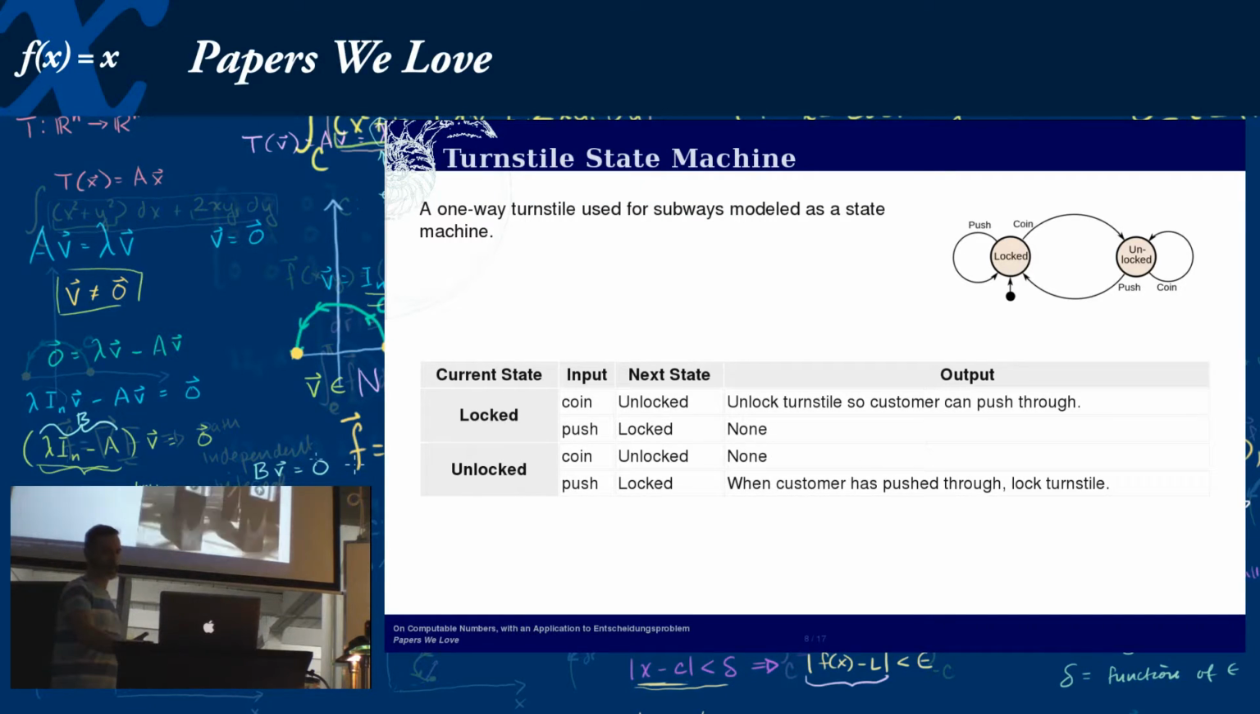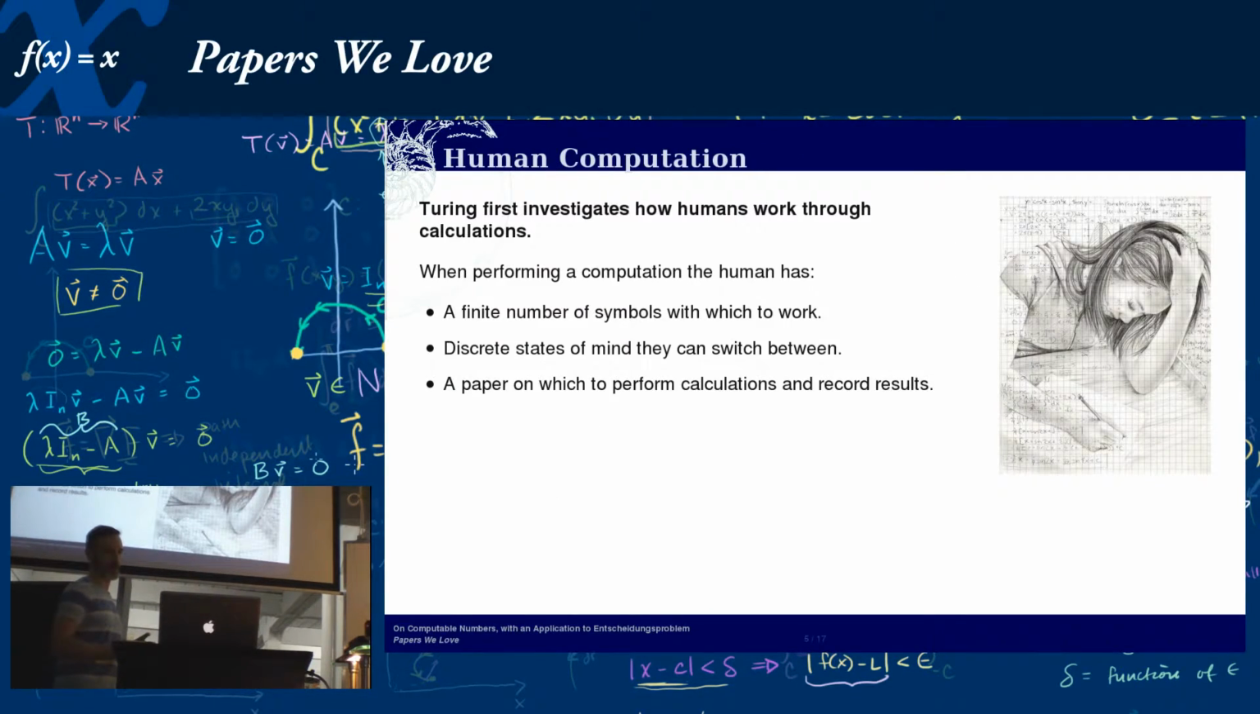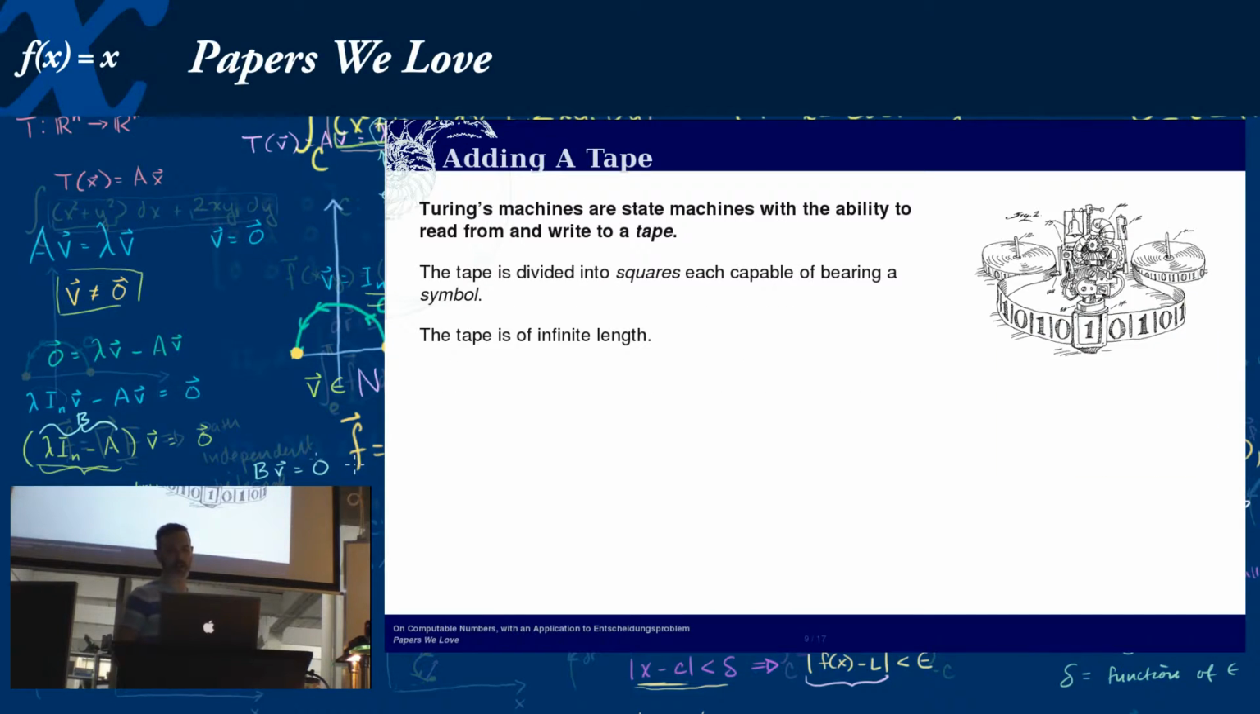So if you think back to the three things he's trying to model, we've got the discrete states of mind now by way of the state machine, and he's going to add the piece of paper. So he's going to say this fictional machine of his, this abstract machine, is going to have a tape, a paper tape, or really any kind of tape, he didn't specify, and it's going to be able to read and write to this tape. At any given time, there will only be one symbol on the tape being read or written to.